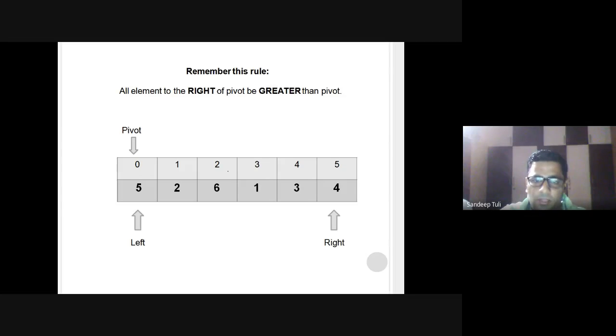I know that. Okay. Now remember this rule. All the elements to the right of the pivot element should be greater than the pivot element, and all the elements to the left of the pivot element must be smaller than the pivot element. Right now the initial values are these. Left is pointing to the first element, right is pointing to the last element, and pivot is pointing to the first position. It is pointing to the indexes.